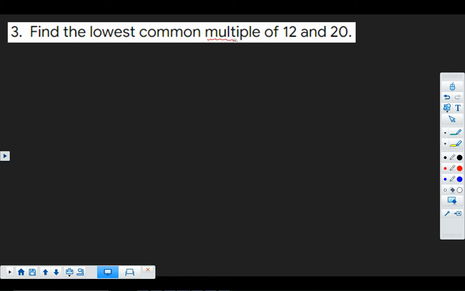Okay, now we're gonna struggle here if we don't know what multiples are. Well, multiples are as in the times table. So the multiples of 12 are counting in 12s: 12, 24, 36, 48, 60, 72, 84, and so on. Counting in 20s: 20, 40, 60, 80, 100, and so on.